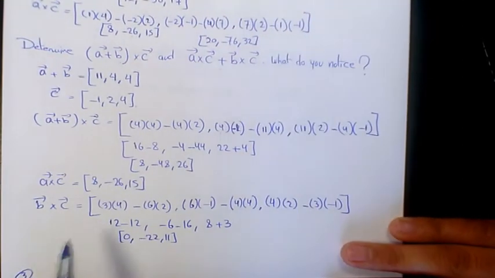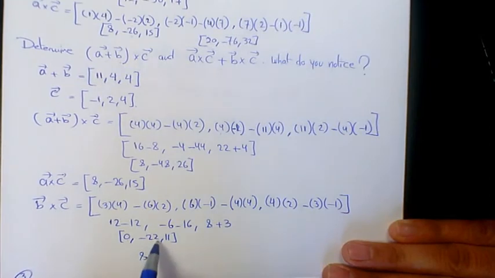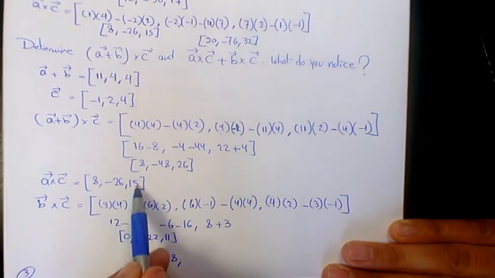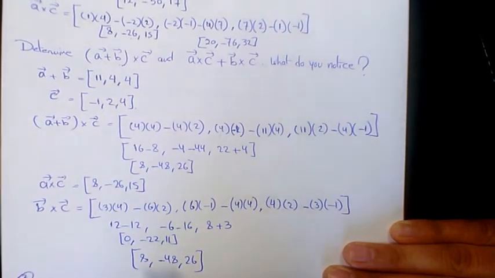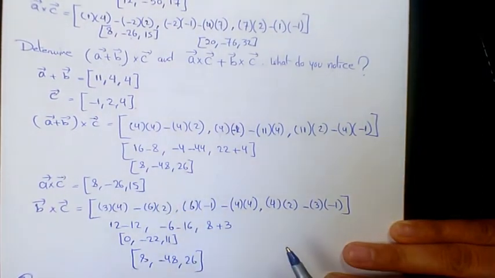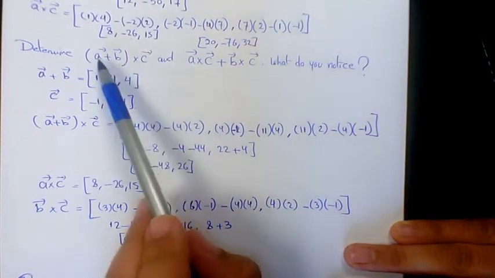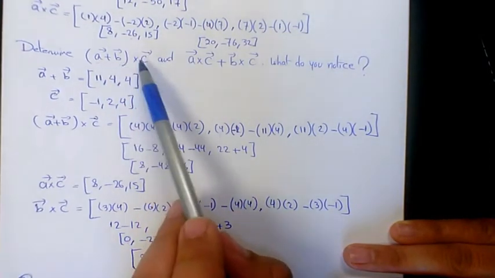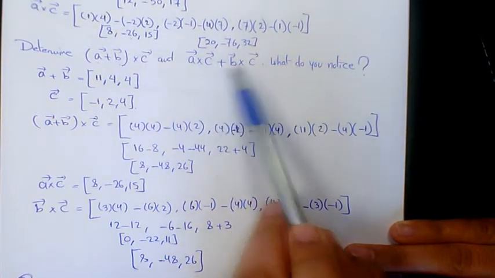So when you add these two, 0 and 8 is 8. Negative 22 and negative 26 is going to be negative 48. 15 and 11 is going to be 26. Now if you compare this one with this one, we're going to say we have the same thing. So we can conclude that the cross product of A plus B and C equals the cross product of A and C plus the cross product of B and C.